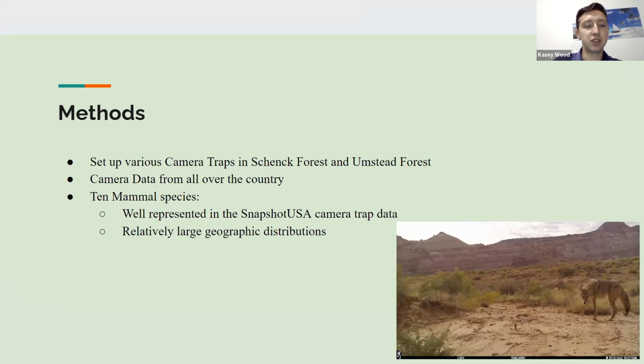So what we did, we set up various camera traps in Schenck and Umstead Forest, as well as using camera trap data from all over the country. After we collected our camera trap data, we chose 10 mammal species that are well represented in the data and had relatively large geographical distributions. This includes coyotes, American black bears, bobcats, and Virginia possums.